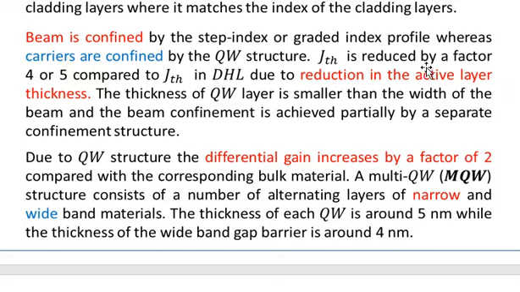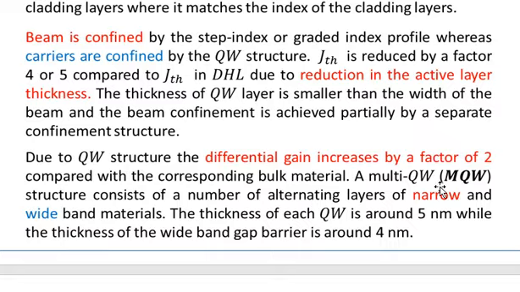J threshold is reduced by a factor of 4 to 5 compared to J threshold as used in a double heterostructure laser, due to reduction in the active layer thickness. The thickness of the quantum well layer is smaller than the width of the beam, and the beam confinement is achieved partially by a separate confinement structure. Due to the quantum well structure, the differential gain increases by a factor of 2 compared to the corresponding bulk material.